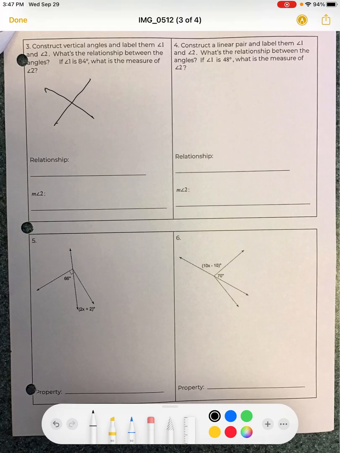We're going to call them angle 1 and angle 2, and you can decide, it doesn't matter where you want to put this, but this would be constructing a vertical angle. Label them 1 and 2. What is the relationship between these angles? So I'm going to write vertical angles, because it told me vertical. Vertical angles are congruent or equal, however you want to write that.